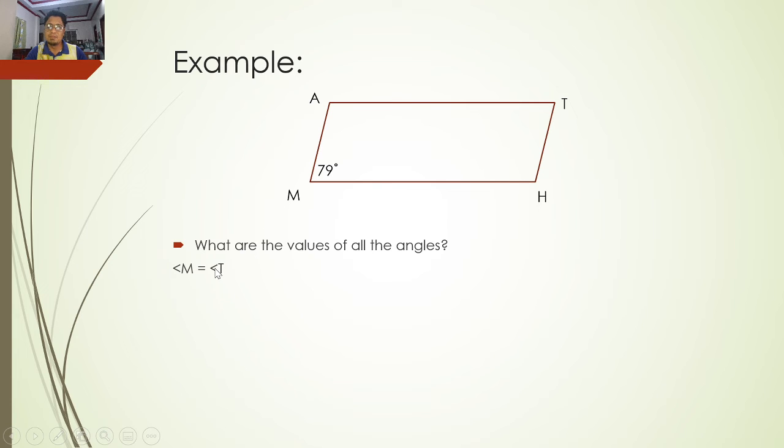Now, based dun sa property natin, opposite angles are equal. Ang ka-opposite ng M ay T. Hindi mo na kailangang mag-solve. All you have to do now is to copy kung ano yung katapat niya. 79.